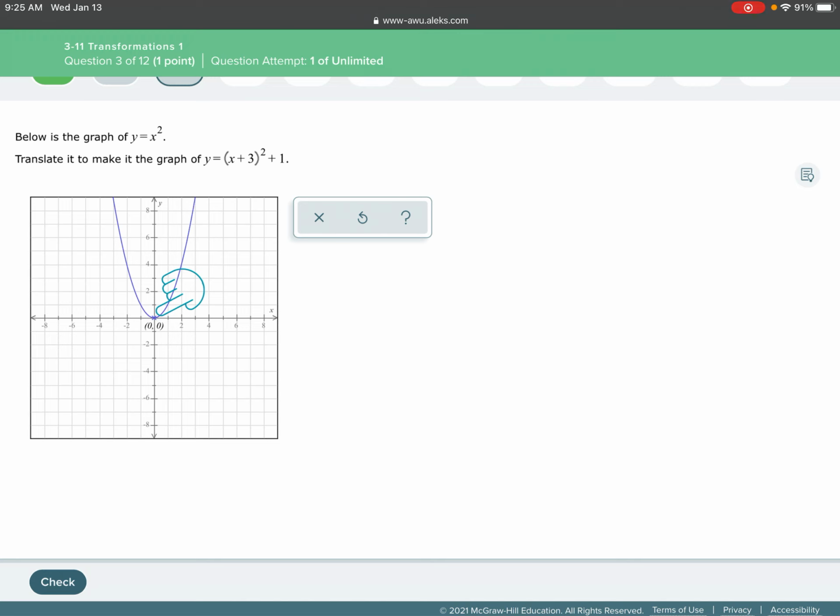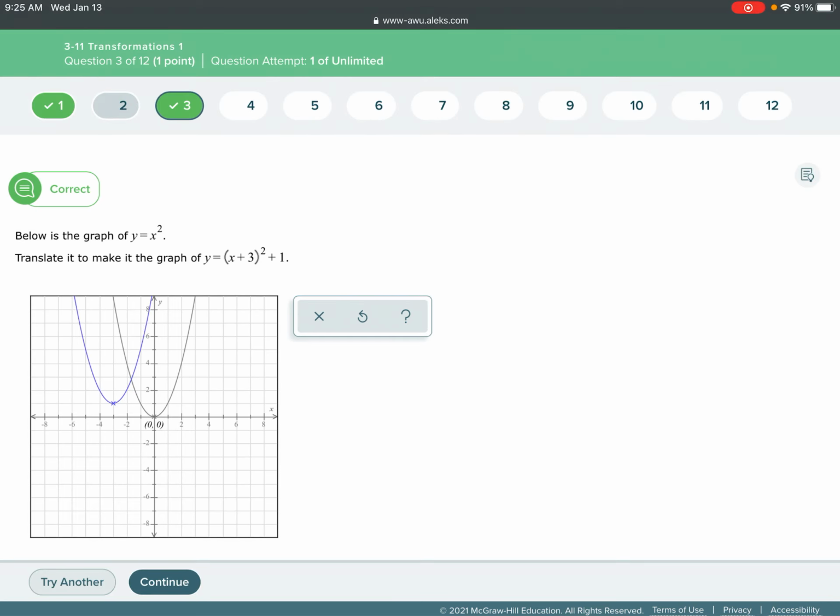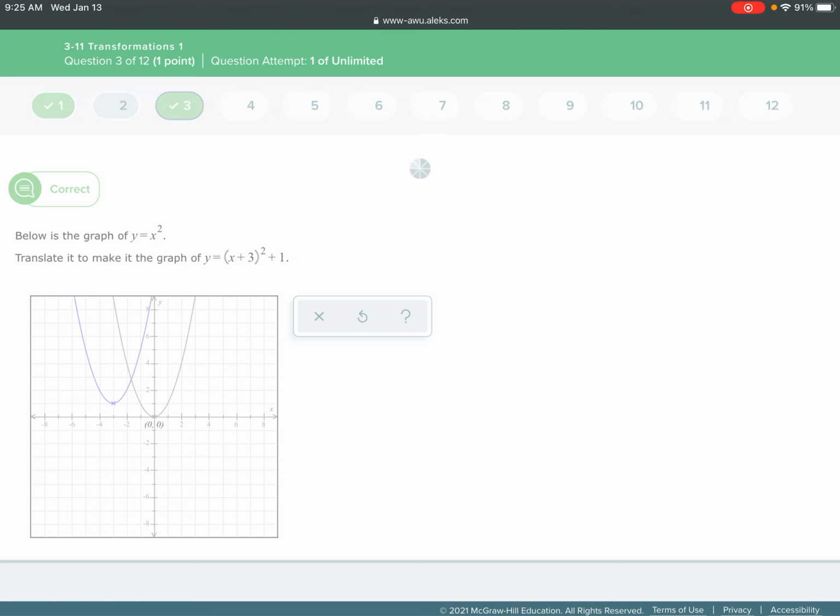We remember that inside of our parentheses, inside of our function, if we have a plus, that's actually going to the left. So we're going to move it 3 to the left. And then the plus 1 on the outside means we're going to go up 1. We're going to check our work. And we got that one correct too. Awesome, we're on a roll.